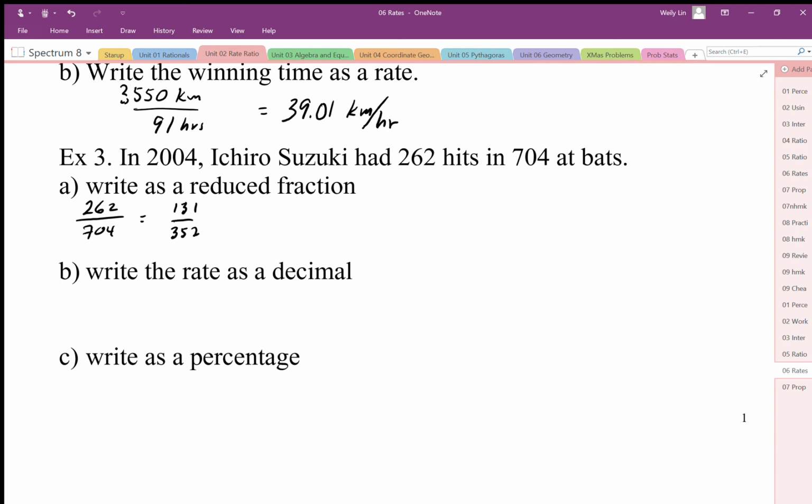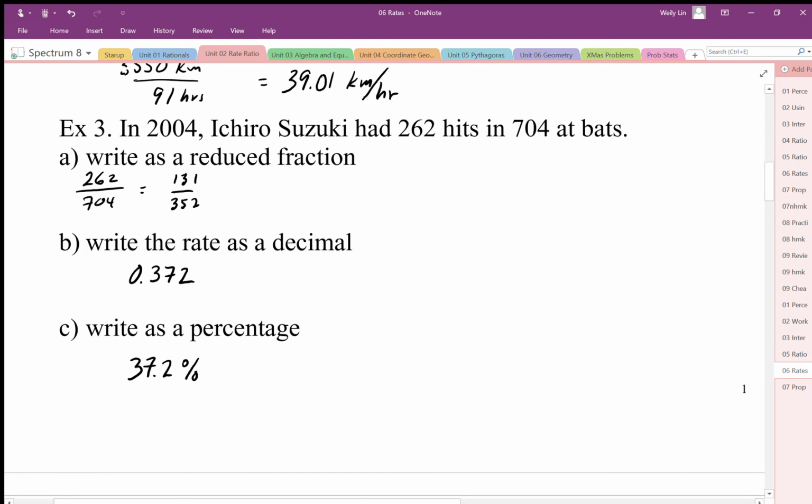So as a decimal, this is going to be equal to 0.372, and I'm going to give 3 decimal places because in baseball, typically, this is called the batting average, and this is given with three decimal places. As a percentage, we can easily convert this to a percentage. So 37.2% means that he got a hit 37.2% of the time, which is quite good in baseball.